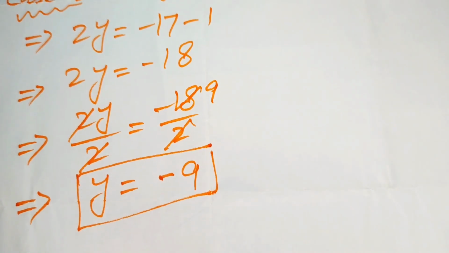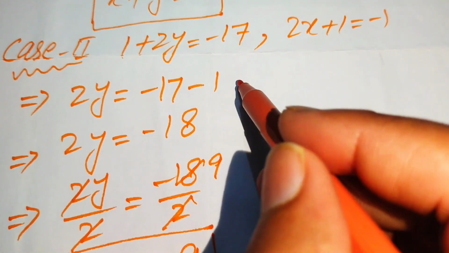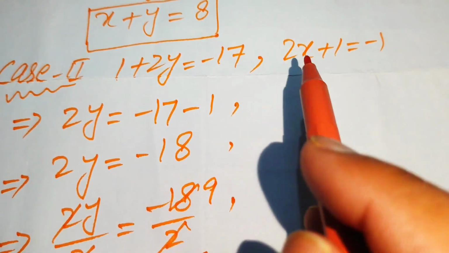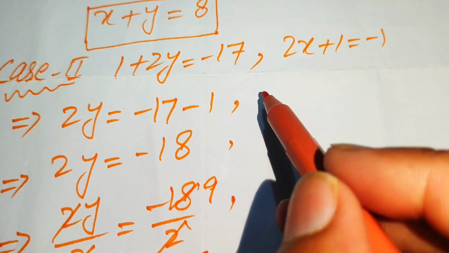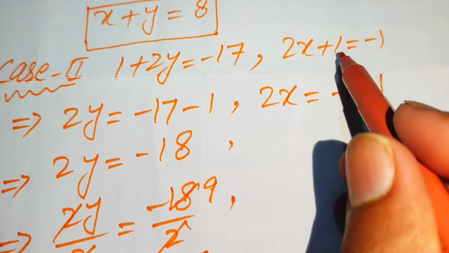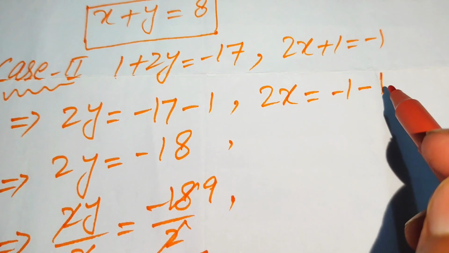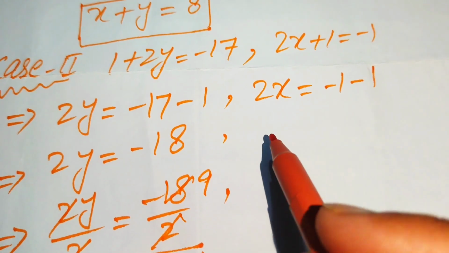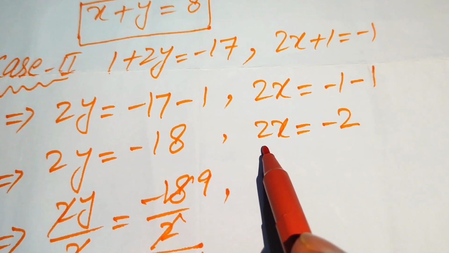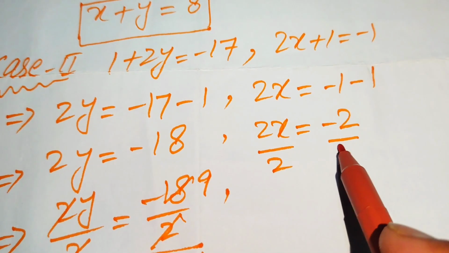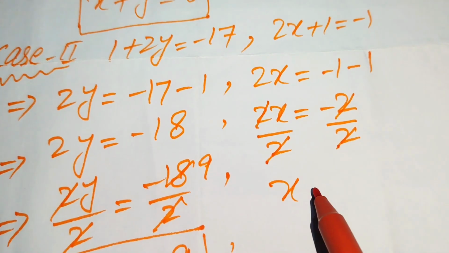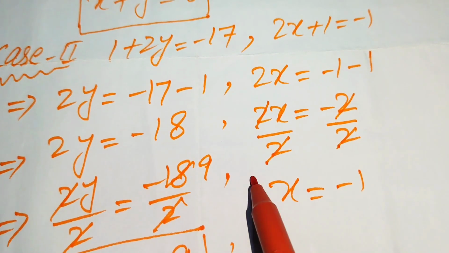So this is the value of y, and similarly we can solve the second equation of the second case and we get the value of x. So here we move this plus 1 to the right hand side and it will be written as 2x equals minus 1 minus 1. This is plus 1 and on the right hand side it becomes minus 1. So we have 2x equals minus 2, and now we divide both of the sides by 2 and this 2 is cancelled out by this 2, and we get the value of x is equal to minus 1.